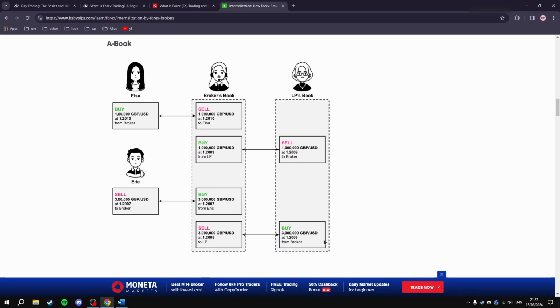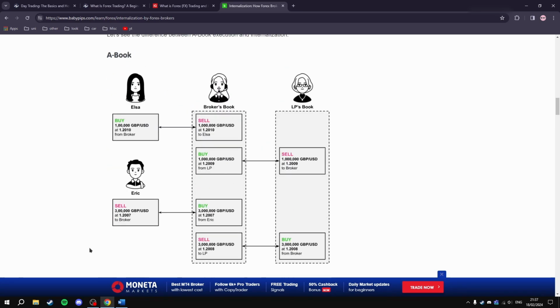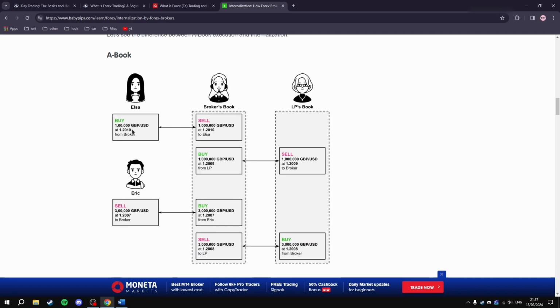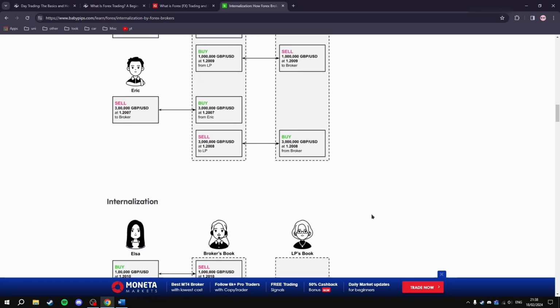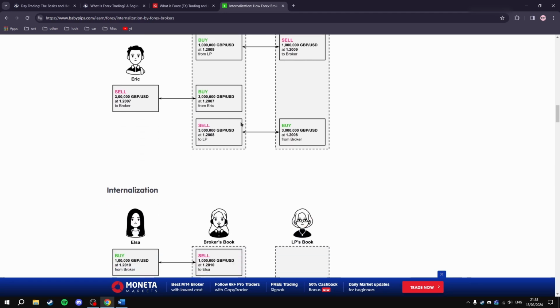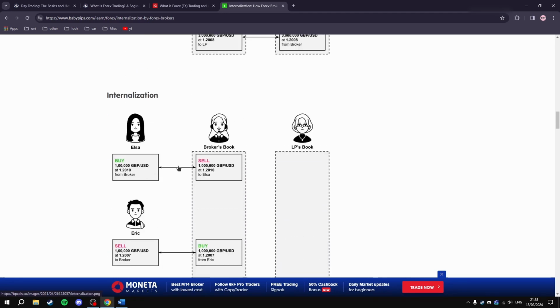So, rip Ariel, because now we've replaced her with Eric. So, buy 1 GBP from this broker, sells it to Elsa, does the same trade, so buys it from the LP, liquidity provider, sell, buy, does the same, sell, buy. So that's A-book, if it's done the A-book way. Internalization: buy, sell, yep.